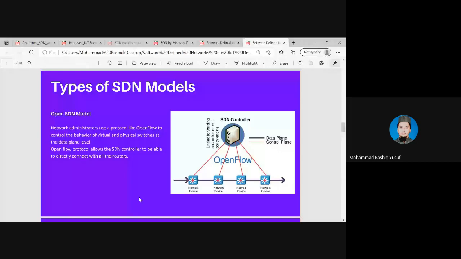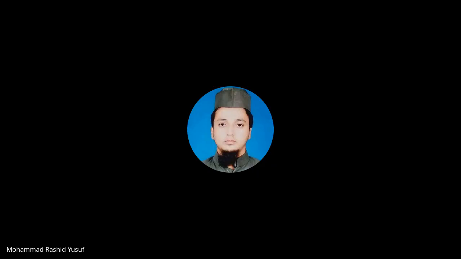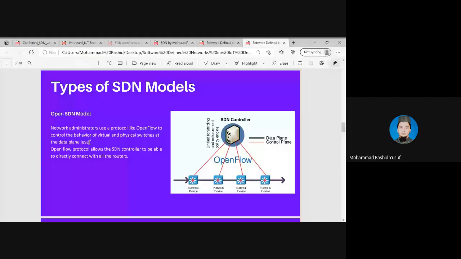In the open SDN, or controlled by API model, the networking administrator uses a protocol like OpenFlow to control the behavior of virtual and physical switches at the data plane level.